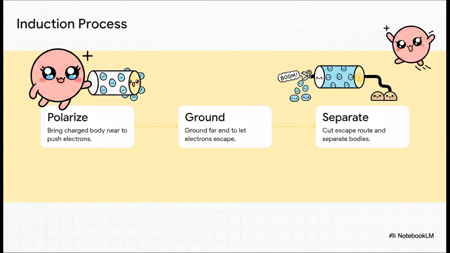First, bring a charged body near a neutral conductor to polarize it, basically pushing the electrons to one side. Second, ground the far end or touch it with another neutral conductor, giving those pushed electrons a path to escape. Finally, cut that escape route and separate the bodies. And boom, you've trapped a permanent opposite charge on the original body without a single touch.